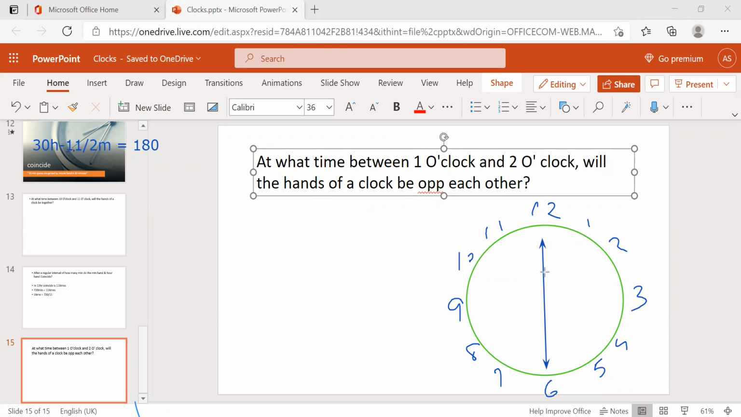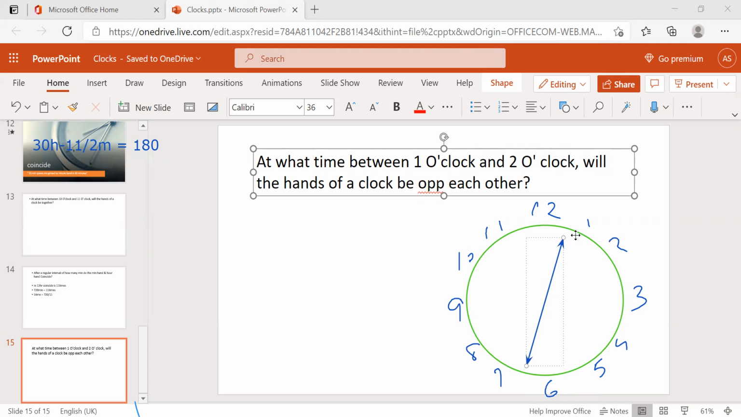But whenever we get these opposite or coinciding positions, it's not exactly at the marks, because the hands will move. This will move and this will also move. So for that, we always need to consider that it lies between 12 and 1, and 6 and 7 is its opposite. 12 and 1, its opposite is nothing but 6 and 7.